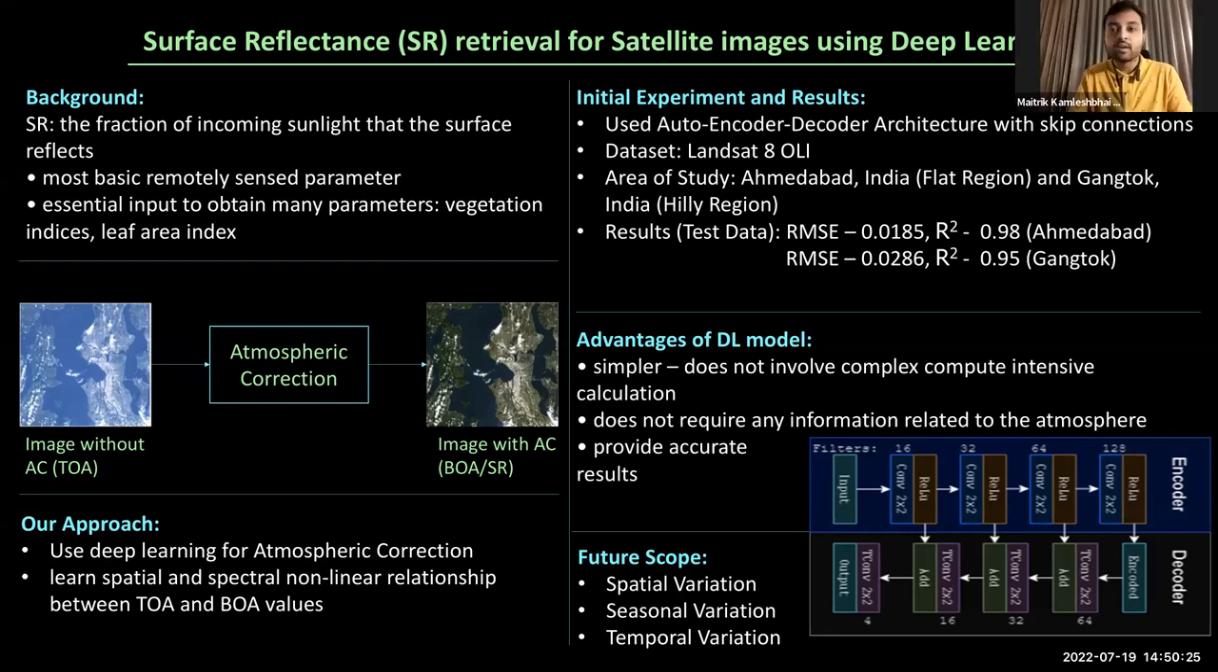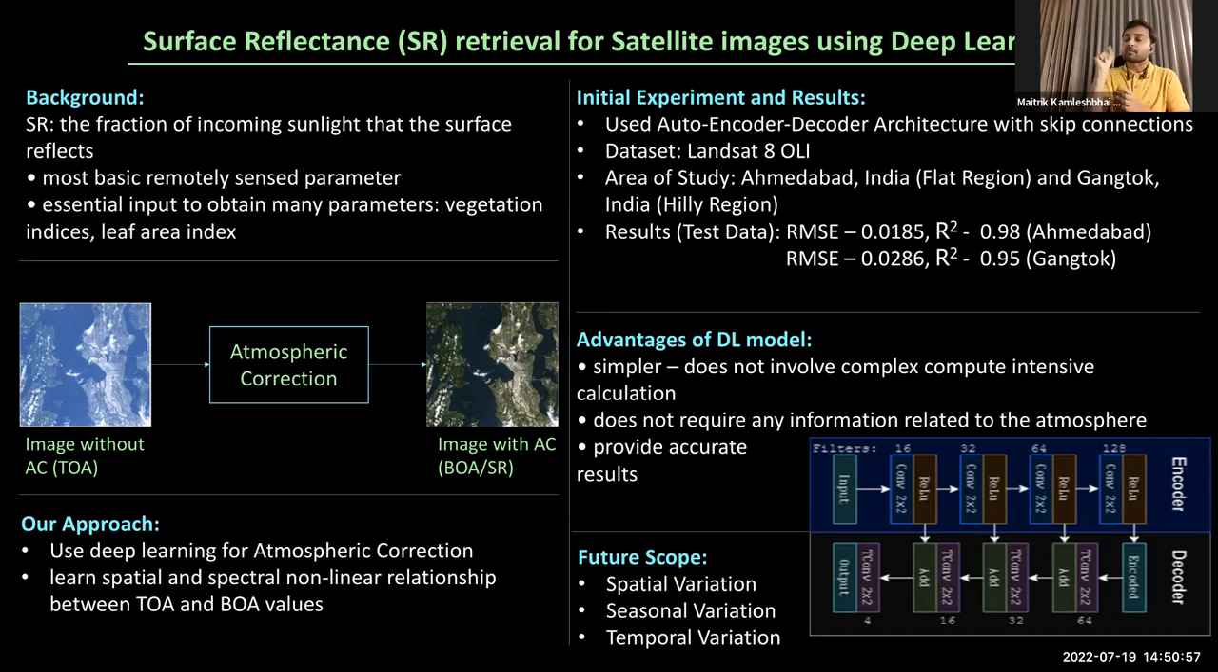Okay. Hello. The title of my thesis is Surface Reflectance Retrieval for Satellite Images Using Deep Learning. The remote sensing images captured by satellite are influenced by atmospheric elements, which change the electromagnetic radiation which is reflected from the Earth. Hence, the energy received at the sensor is not exactly the same as that reflected from the Earth. The energy received at the sensor is called top of the atmosphere radiation, and the energy reflected from the Earth is called bottom of atmosphere or surface reflectance.